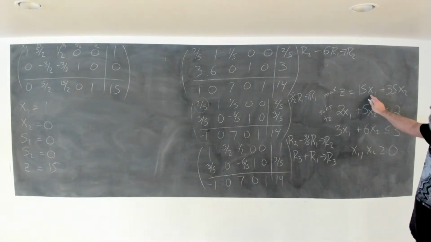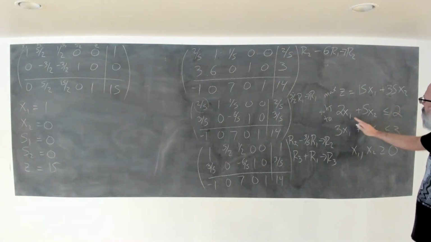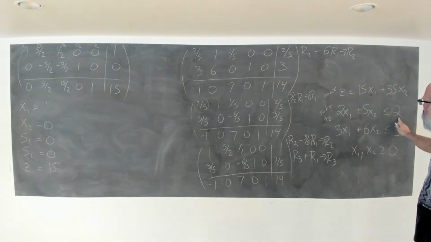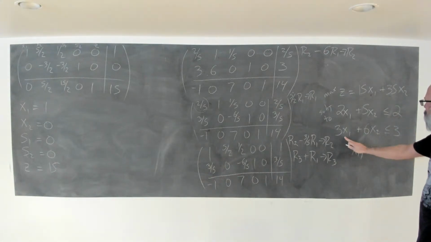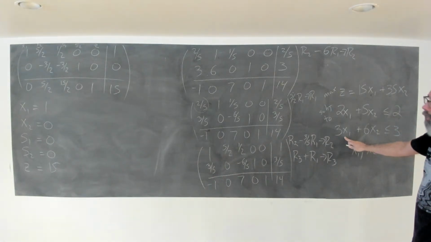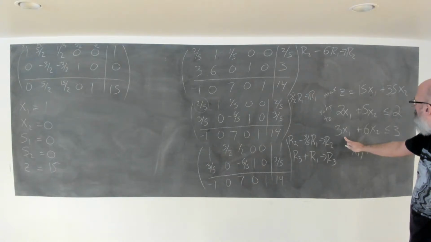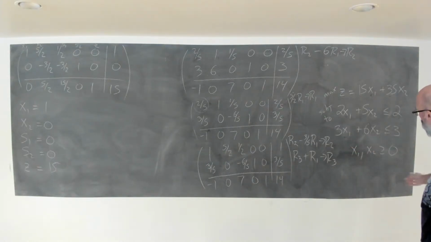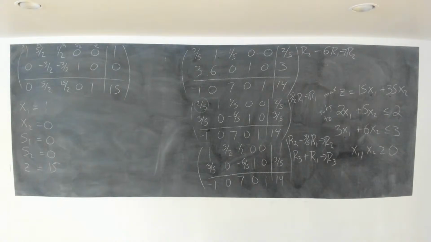Does this make sense? If x1 is 1 and x2 is 0, that's 15. And 2 less than or equal to 2, 3 less than or equal to 3, works very well. There it is.